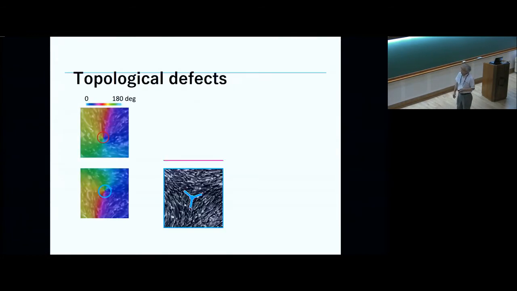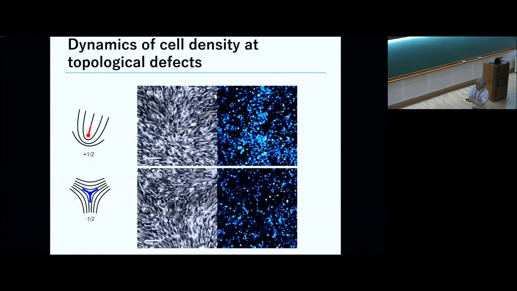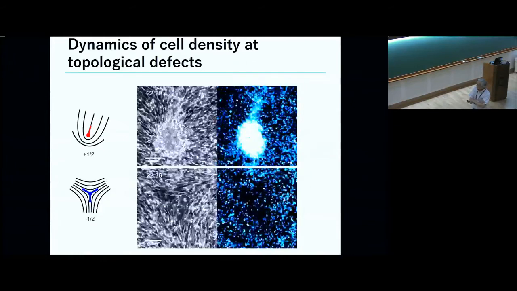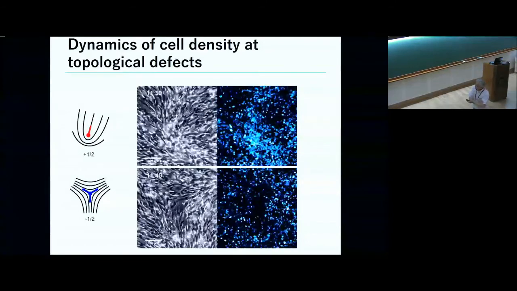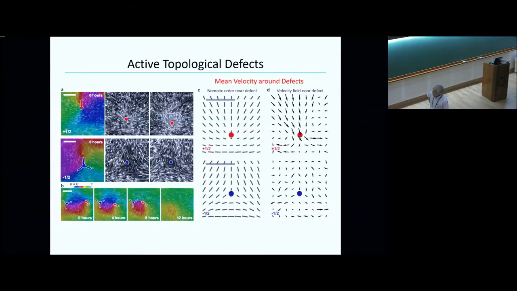If we look at the topological defects carefully, we found a +1/2 topological defect and a -1/2 topological defect. This shows the dynamics of cell density at the topological defect. You notice that the density at the core of the +1/2 topological defect increases when the density increases. For instance, we observe the motion of the +1/2 topological defect toward this direction.